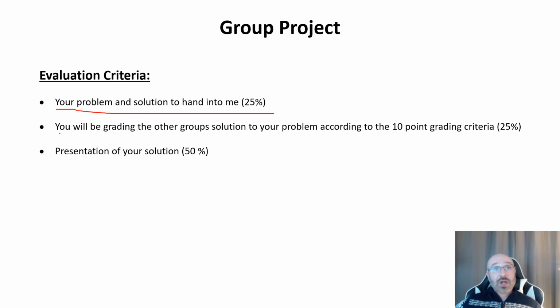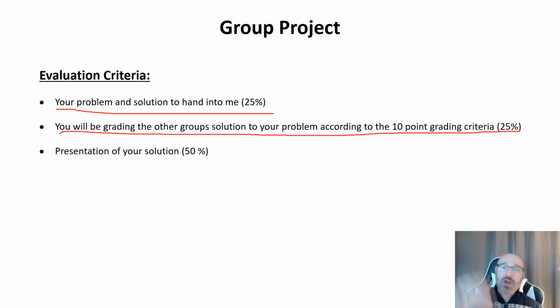Then 25% will be the grade that you get for all the other problems in the class. Let's just say there are 5 other groups' problems that you solve. 25% of your grade will be the average of all of those, graded by those individual groups. And then the bulk of your grade, 50%, will be from the presentation: how clearly do you explain and go through your solution.